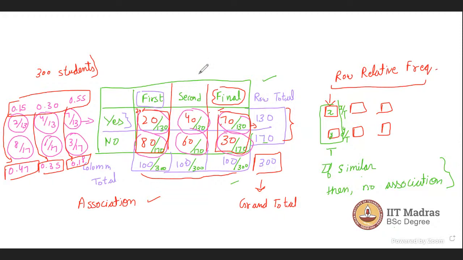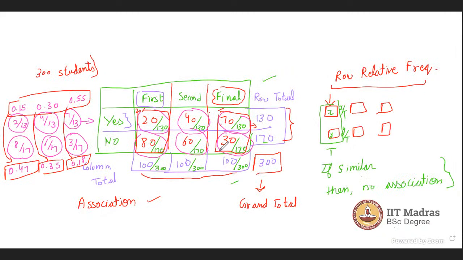Okay, let's move to the second thing. How did we decide the association? I can see that my row relative frequencies for the first row are this, and for the second row are this. So these two are not similar, right? The first is 0.15, but here it's 0.47. Here it's 0.55, but here it's 0.18. They are not similar. So there is an association between the two variables.